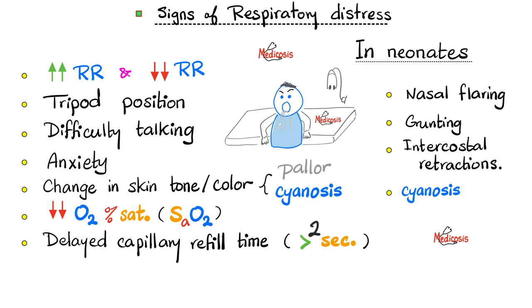In neonates or infants, we have other additional symptoms of respiratory distress, including nasal flaring. The openings of the nose are very wide because the baby is struggling to breathe. Grunting, intercostal retractions. Between the ribs, you find the skin being pulled inwards, struggling to breathe, and cyanosis.